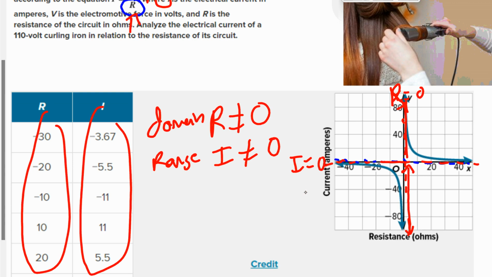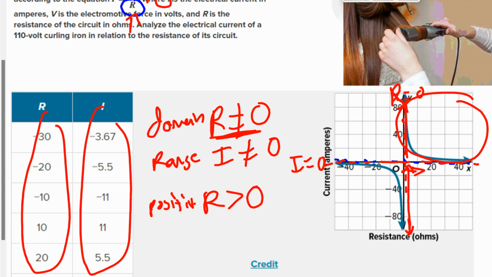Then we can see we have positive numbers. Our graph is positive when we are right in this section right here. We can see this branch right here. All our numbers are positive when our R's are past 0, when we go this way. So when our R's are greater than 0, we have positive answers, positive current.